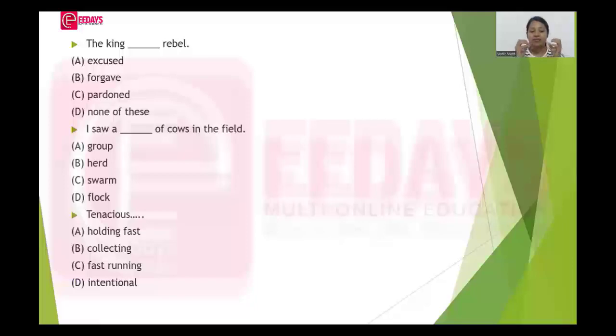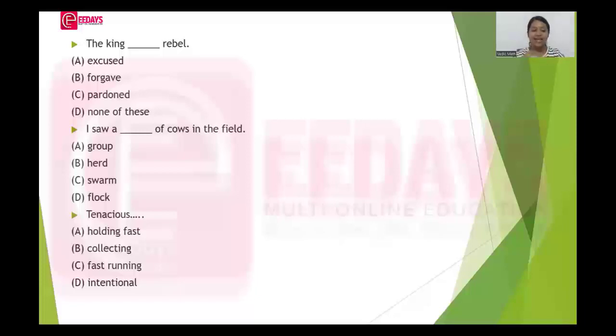These things will come naturally to you only when you practice them while speaking. So "I saw a herd of cows in the field" is the right answer.